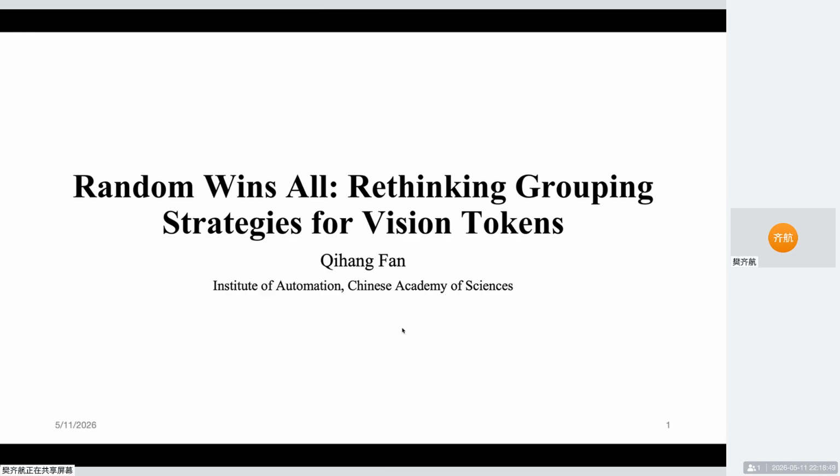Hi everyone, today I am going to present our work, Random Wins All: Rethinking Grouping Strategies for Vision Tokens. This work asks a simple but important question. When modeling long-range token interactions in vision, do we really need to carefully decide sparse attention patterns?